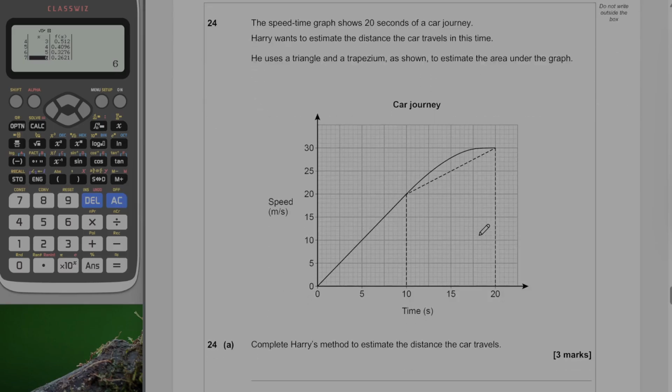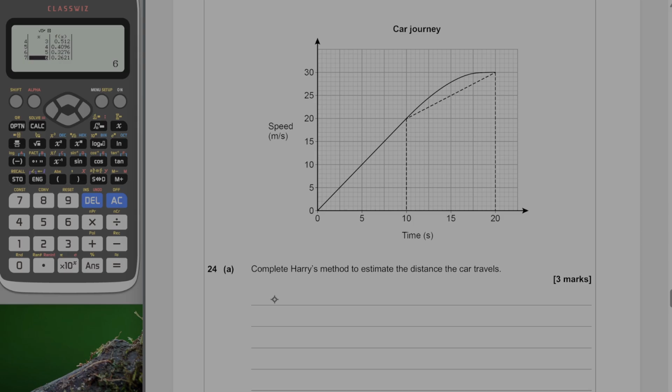Okay, 24. The speed time graph shows 20 seconds of a car journey. Harry wants to estimate the distance the car travels in this time. He uses a triangle and a trapezium as shown to estimate the area under the graph. Okay. Complete Harry's method to estimate the distance the car travels.